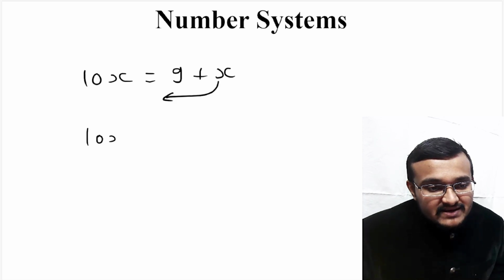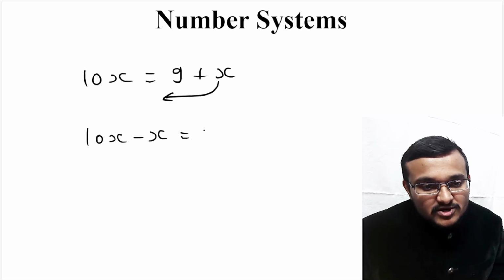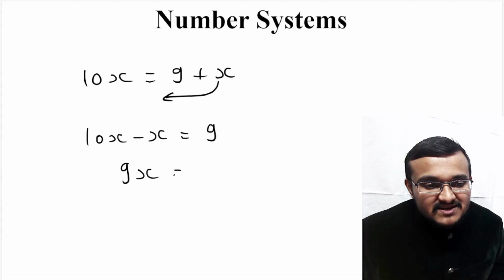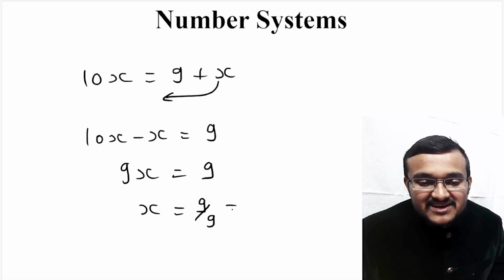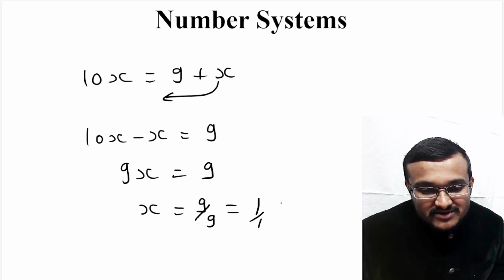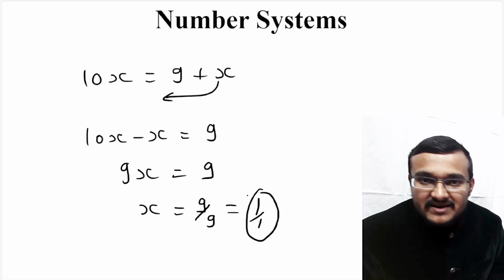It will be 10x minus x is equal to 9. So 10x minus x is 9x, which is equal to 9. So x is equal to 9 by 9, which is equal to 1. And 1 can be expressed as 1 by 1, which is a rational number.